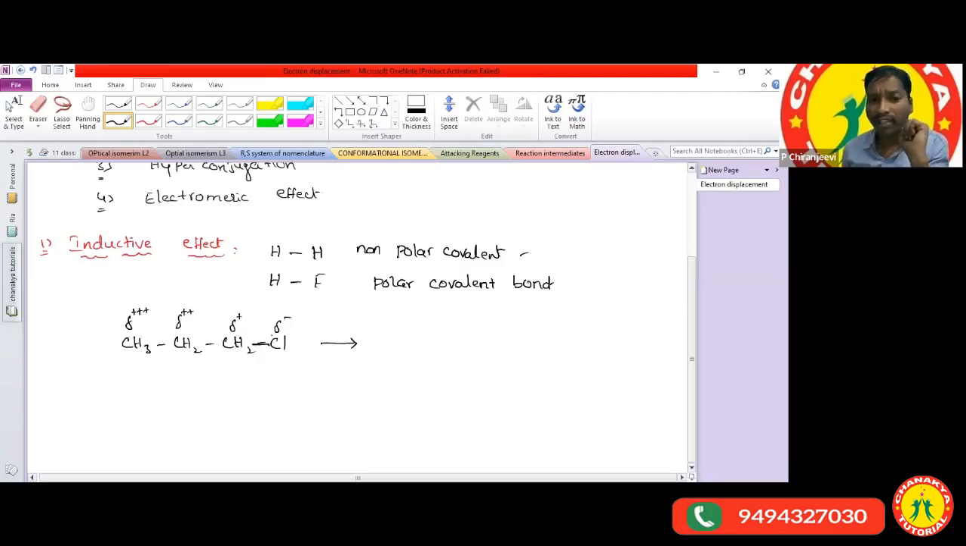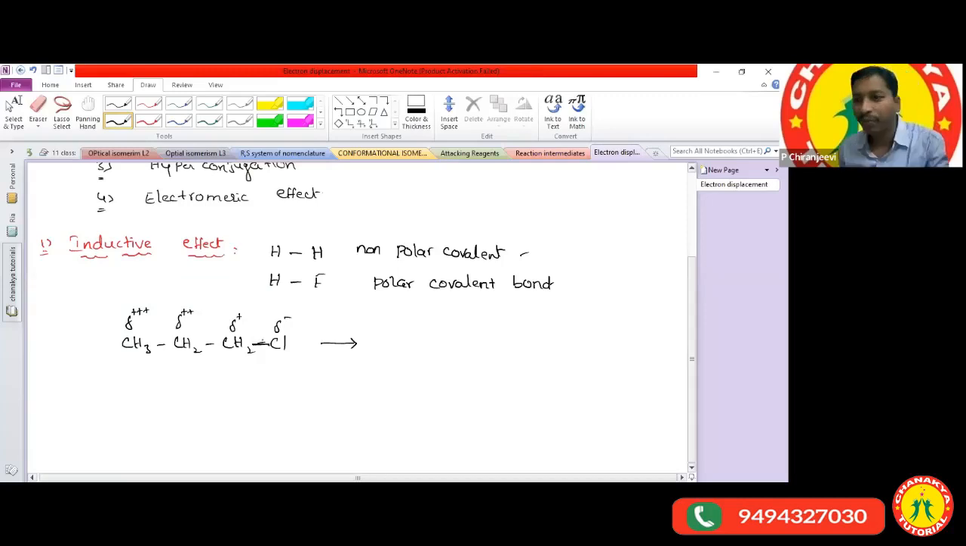So when sigma electrons are shifted to either side, it generates partial positive and partial negative charges. Generation of partial positive and partial negative charge by the shifting of sigma electrons is called the inductive effect. The inductive effect can be observed in a polar molecule. In an organic or polar molecule, sigma electrons are shifted towards the more electronegative atom to generate partial positive and partial negative charge; this is called the inductive effect.